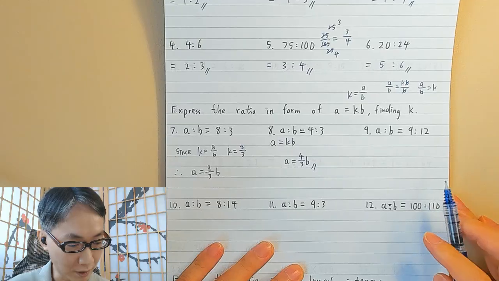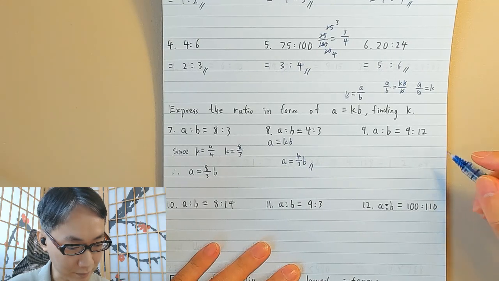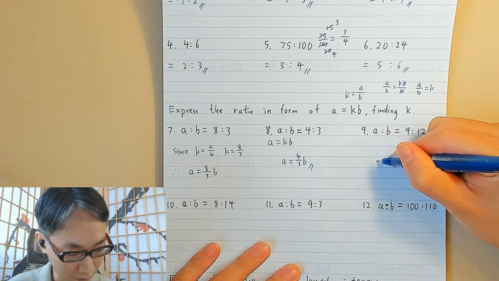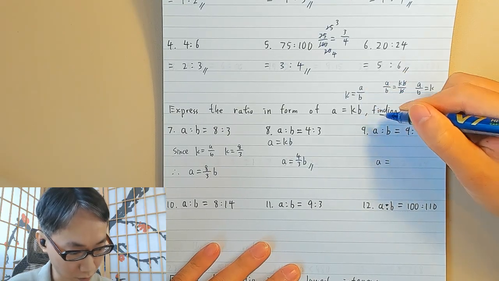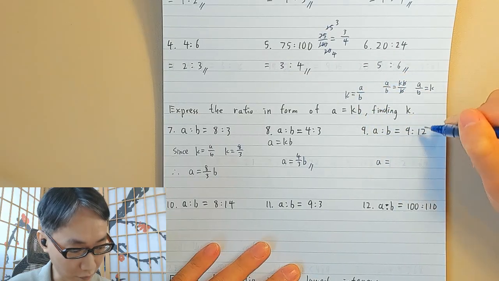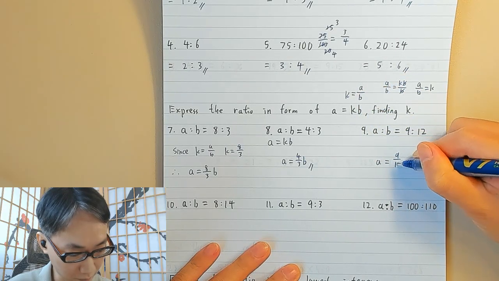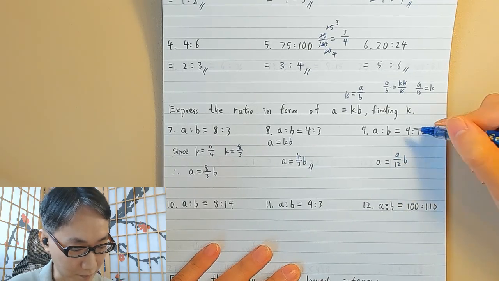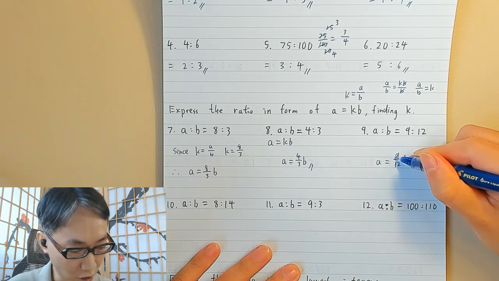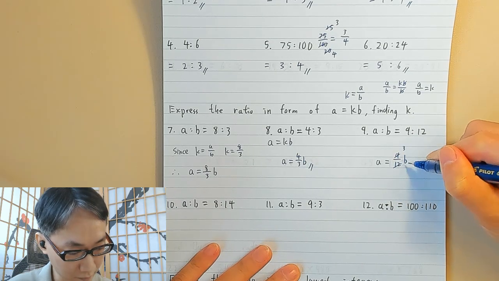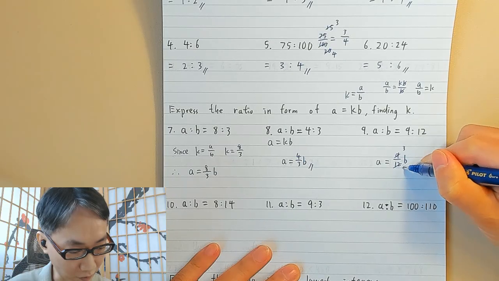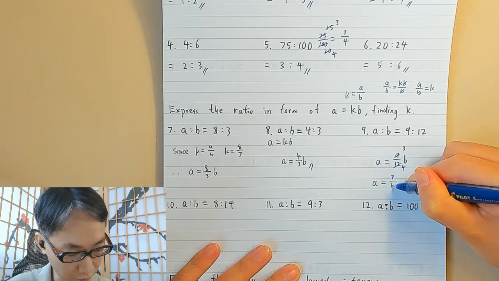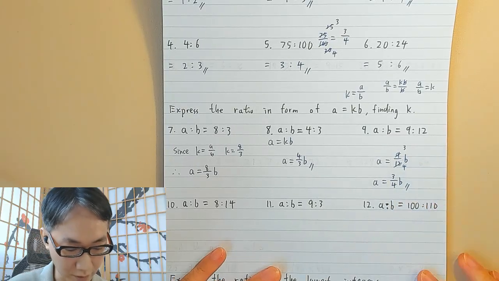So in question 9, this is still true. So K is A over B, so A is equals to 9 over 12 B. Well, this fraction can be simplified. So I divide both the numerator and denominator by 3. 9 divided by 3 is 3, 12 divided by 3 is 4. So A is equals to 3 over 4 B.